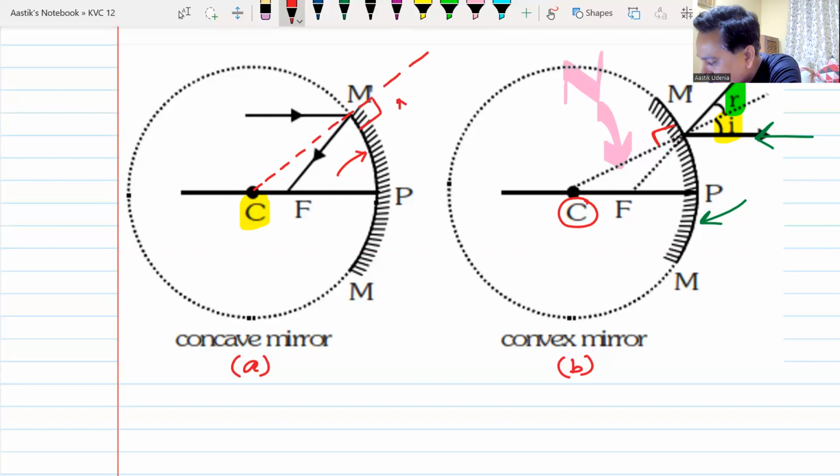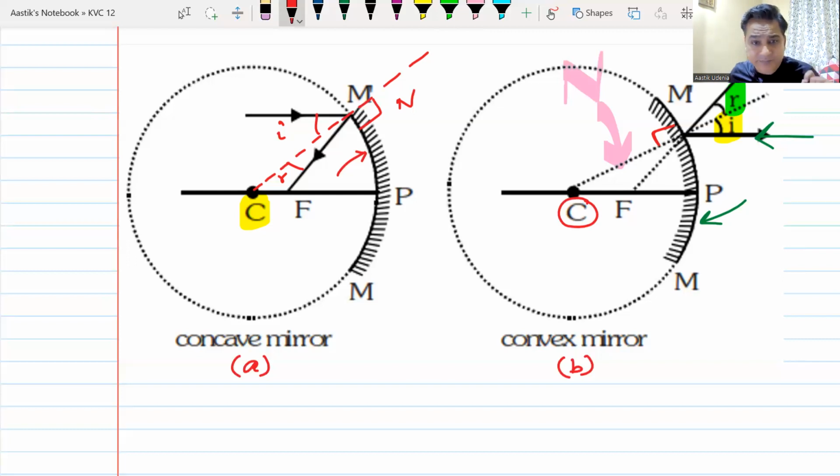This becomes my normal. This becomes my angle of incidence, and this becomes my angle of reflection. As you can see, they are not looking equal because the diagram is not to scale, but they have to be equal. Are we getting this point? Yes or no? Yes, sir. Please remember these points. Draw these two diagrams. You may not be able to draw them accurately, but just understand the concept.